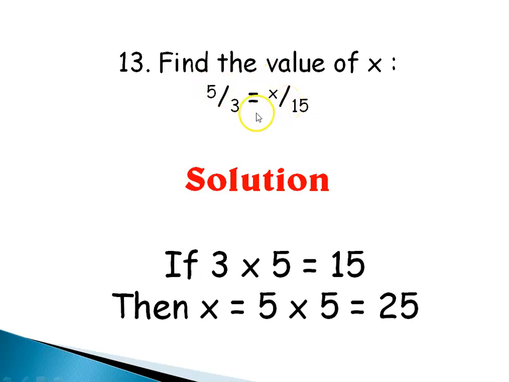But a shorter way of doing this is to look at what number I would multiply by 3 to give me 15. 5, isn't it? 5 times 3 will give me 15. So the same number I multiply by 3 to give me 15, I'll multiply by 5. If 3 times 5 gives me 15, then 5 times 5 will give me 25. So my x is 25. Do we understand that? Good.